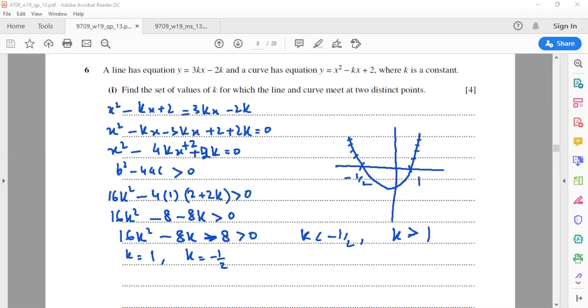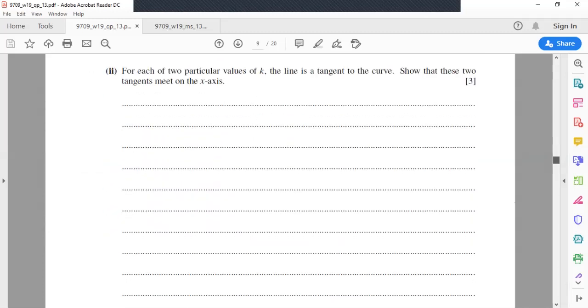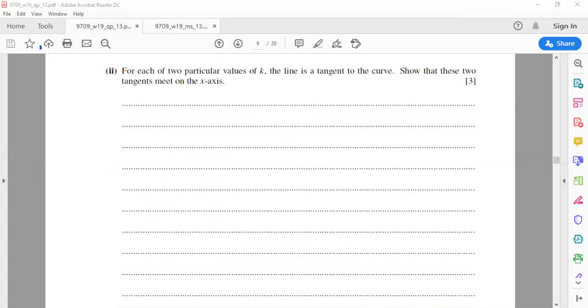Now let's go for the next part. And it says, for each of the two particular values of k, which were k equals 1 and k equals minus 1 over 2, both the lines are tangent to the curve. So let's show that these two tangents meet on the x-axis. So the line was having the equation y equals 3kx minus 2k. So let's place k equals 1. So it becomes 3x minus 2.